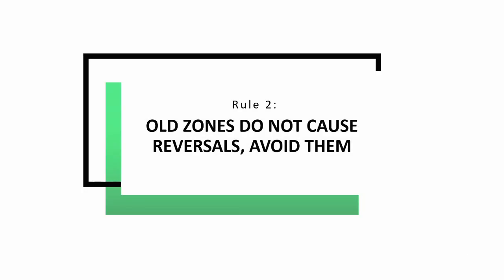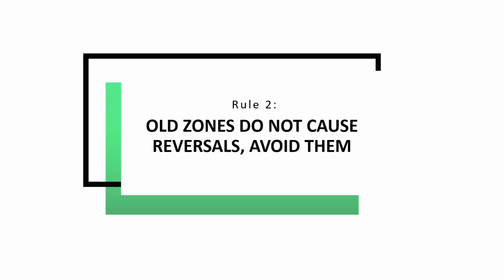Old zones causing reversals is one of the key rules found in normal supply and demand teachings, yet like so much of the education out there, it's one that isn't true and really doesn't make much sense. Old supply and demand zones do not, I repeat, do not cause reversals, okay? They look like they do, but in reality it's just an illusion created by the charts. It's not the zone causing a reversal, but something else unrelated.